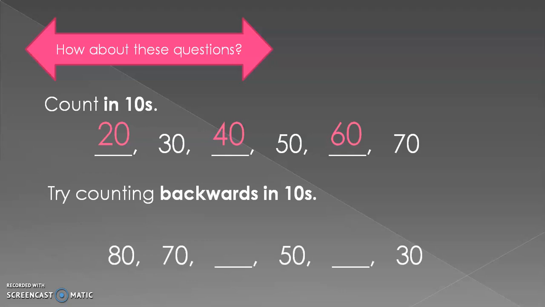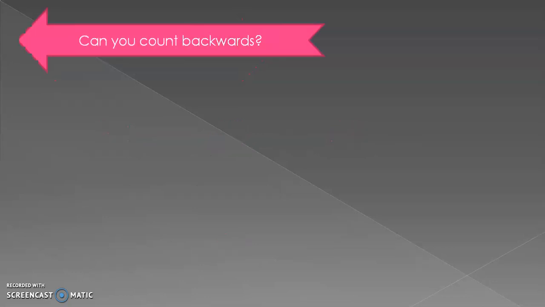Now, the first time you counted backwards in tens to find 20. Now for this question, can you find the answers for 70 backwards? 10 numbers backwards for 70 should be 60 and 50. Let's try counting backwards some more.